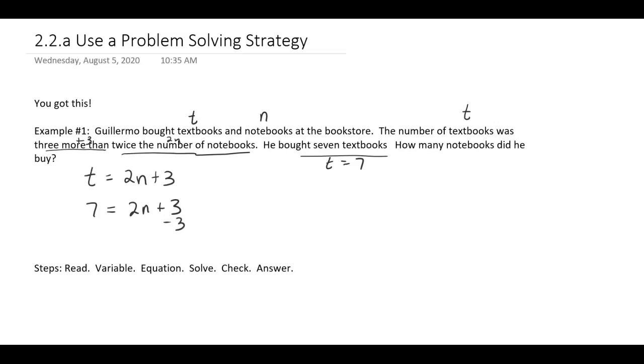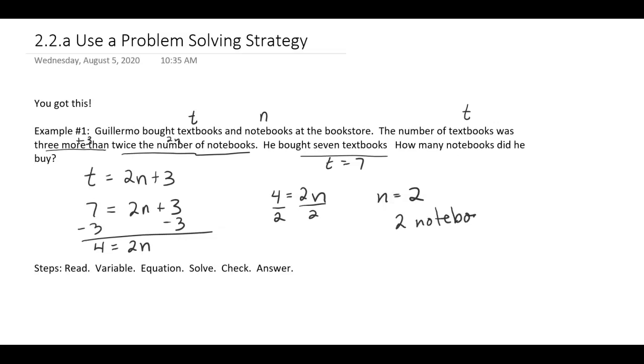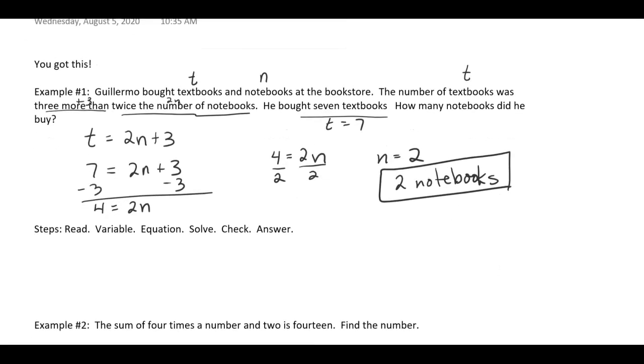We're going to subtract 3. The good news on these problems is usually the equations aren't too bad to solve. Sometimes it takes a minute to get the equations. So let me go over here and write 4 equals 2n. Okay, and divide both sides by 2. And so we get n equals 2. Now they don't really want the answer to be like that. They want you to say something like, Guillermo bought 2 notebooks. They would prefer a complete sentence, but that's how you would talk if that were in the real world problem. You'd say, oh, Guillermo bought 2 notebooks.